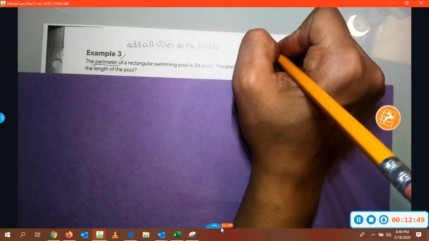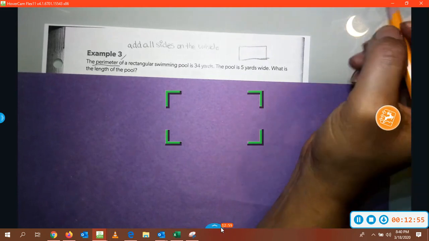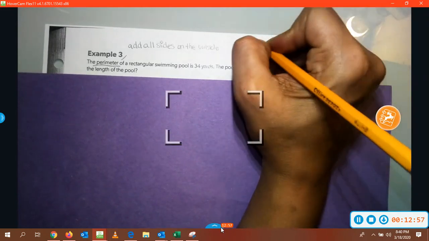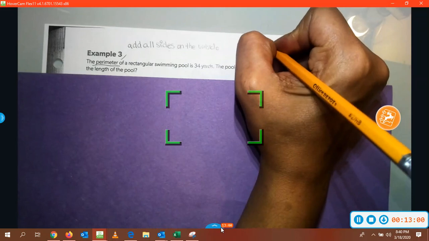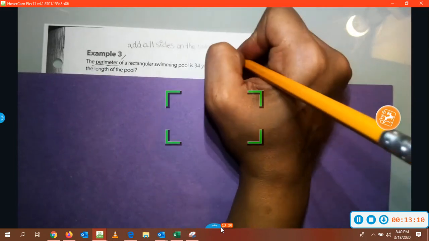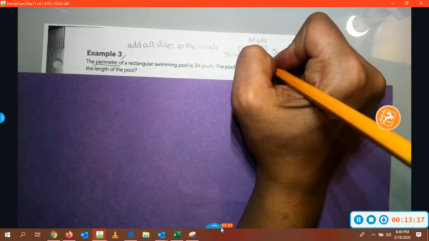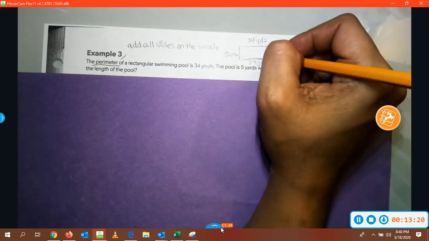And so, I want to go ahead and draw a little picture. I like pictures. So, it is 34 yards. And how many? 5 yards wide. So if it's 5 yards over here, it's 5 yards here. If it's 34 yards here, it's also 34 yards here. Why? Because they're the same. They're parallel to one another, so they're equal.